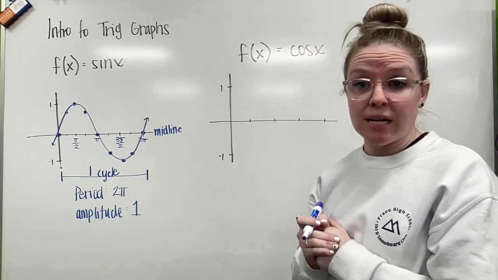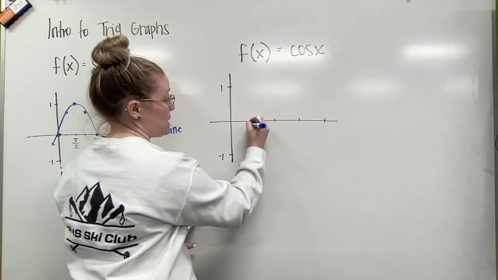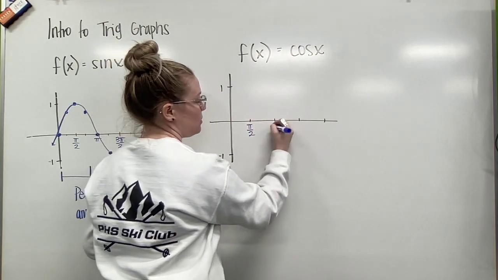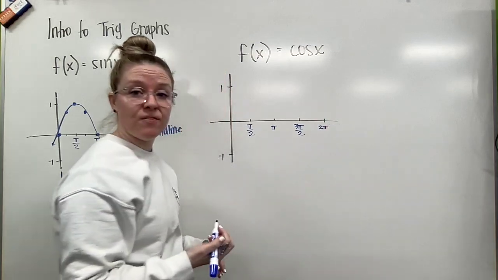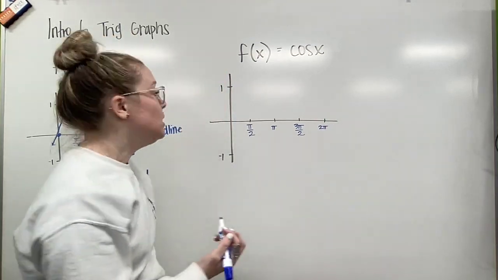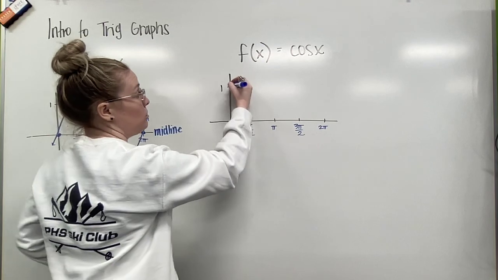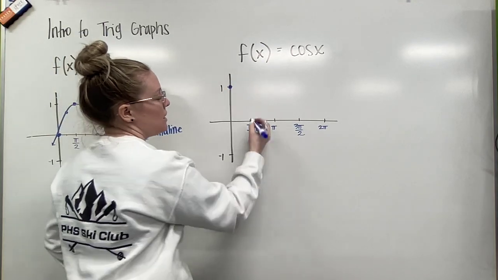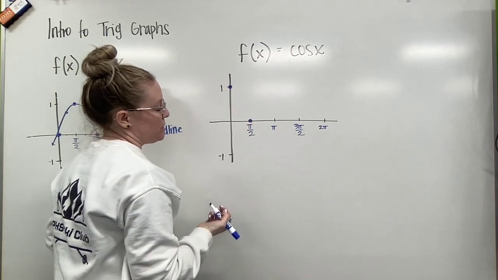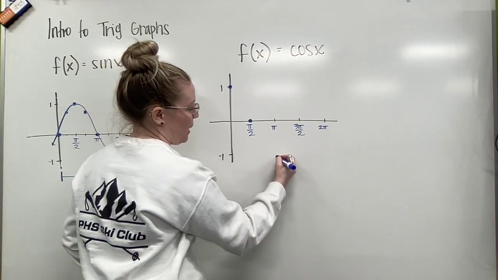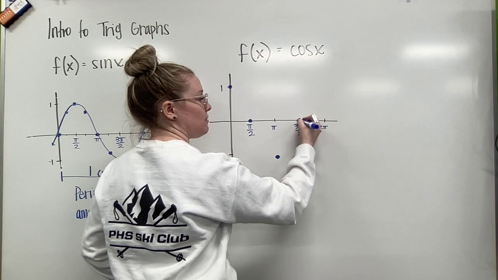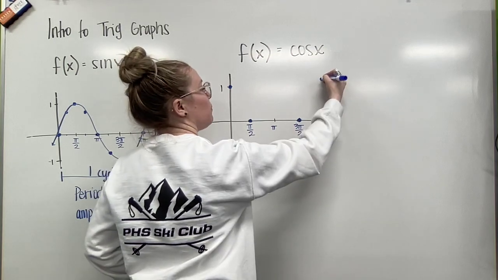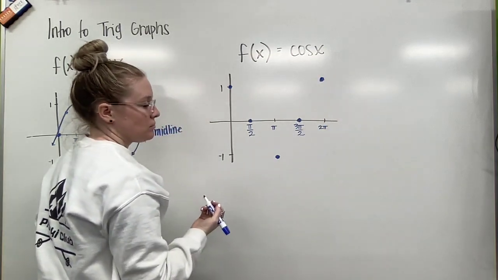Let's go ahead and look at cosine now. We're going to do the same thing. We're going to have our pi over 2, pi, 3 pi over 2, and 2 pi, and we're going to pull these values off of our unit circle. So the cosine at 0 is 1. At pi over 2, it's 0. At pi, it's -1. At 3 pi over 2, it's 0. And back at 2 pi, we're back at 1.